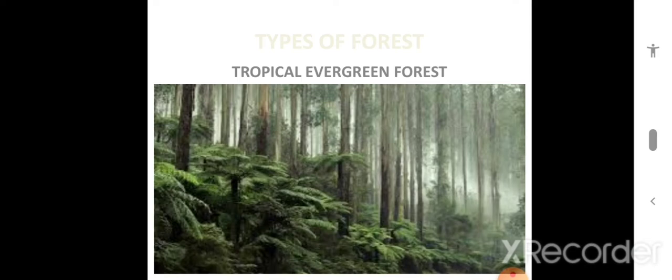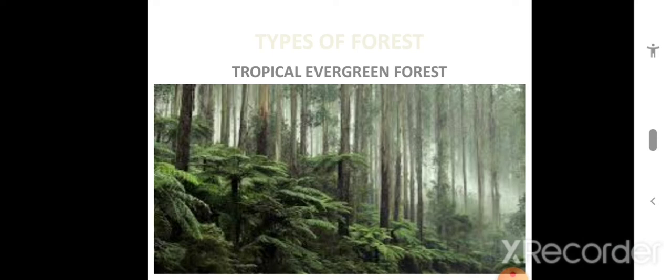Tropical evergreen forests are generally found in the equatorial and tropical zone, that is 23 degrees north to 23 degrees south, where the rainfall is more than 200 centimeters and the temperature is about 15 to 30 degrees Celsius. They cover about 7% of the Earth's land surface and house nearly 50% of the world's plants and animals. They are very dense near the equator. These forests are also known as selvas or equatorial forest.